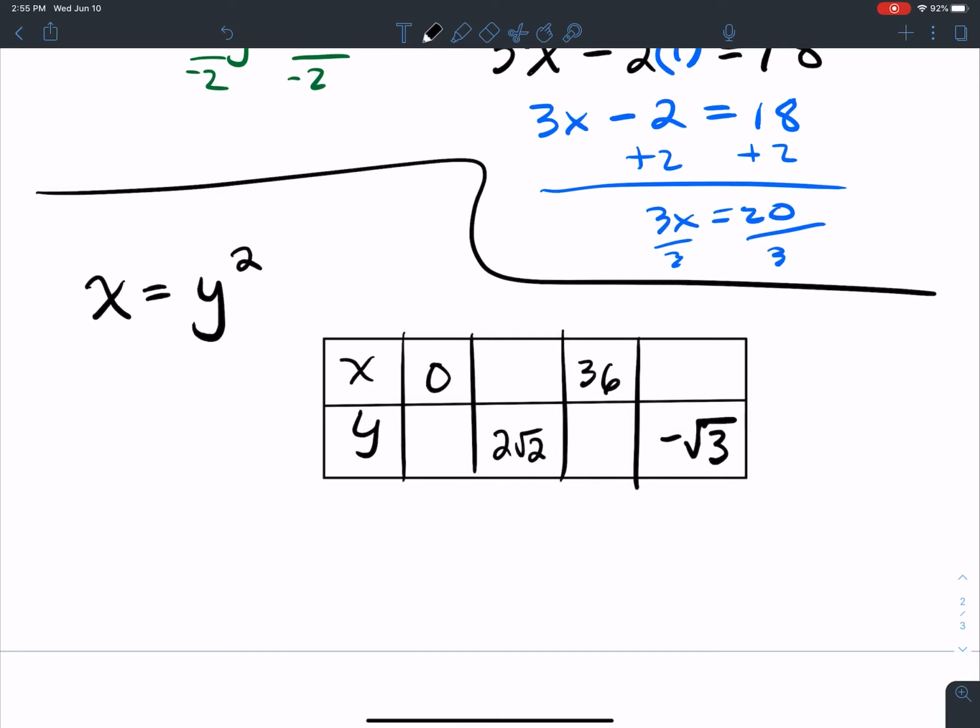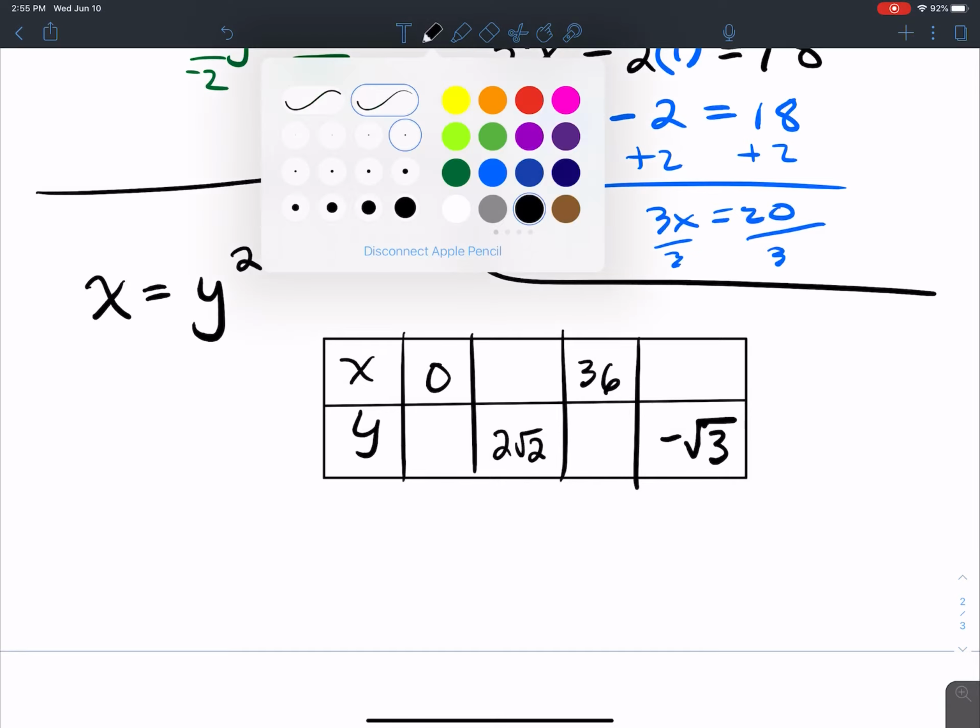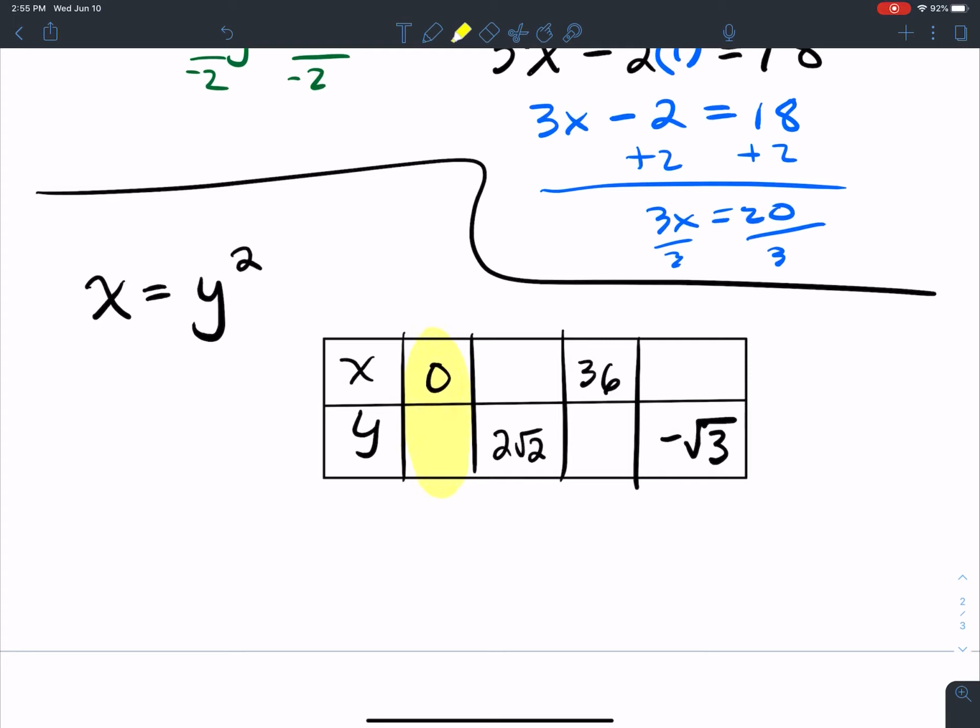So let's see if we can figure out those values. The first one I'm going to do is when x is 0, what is y? If x is 0, that means we have 0 equals y squared. Now, when I square root to solve for y, I have a plus or minus. So y is equal to the square root of 0, which is 0. So plus or minus 0, guess what, guys? That's still 0. So this is just one answer of 0 right there.